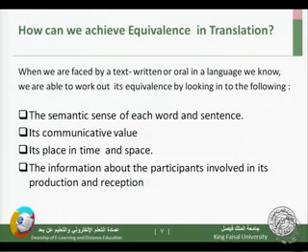And number 4, the information about the participants involved in its production and reception. Don't worry about this. The second slide will explain all this in more detail. But these are the points you need to look at if you want to work out the equivalence of any text you want to translate from one language into another.